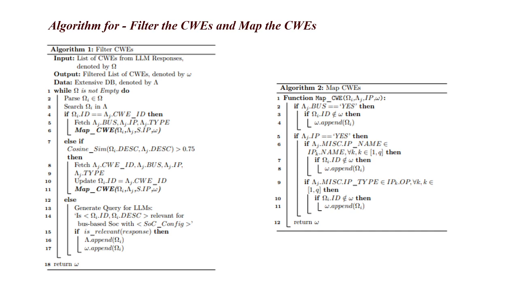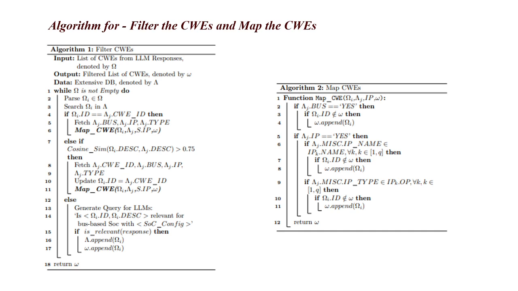Then for the second algorithm, which is mapping CWEs, this function maps a filtered CWE to specific parts of the SOC, ensuring it's relevant before adding it to lowercase omega. So the basic process of this algorithm is, if the CWE affects the bus and if it's not in lowercase omega, we add it. If the CWE affects a specific IP, we check if the SOC has that IP by name and the IP's operation matches the CWE's type. If yes and not in lowercase omega, we add it.